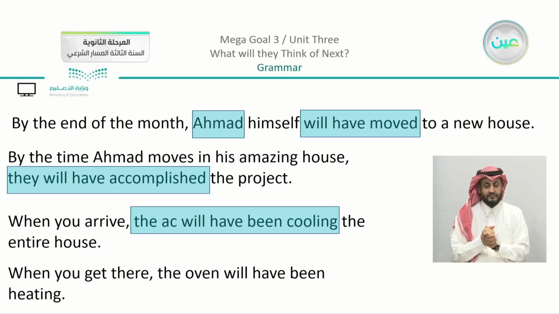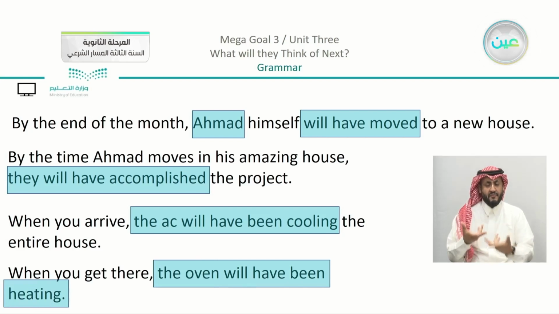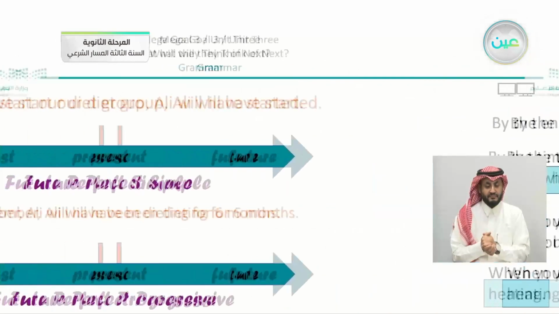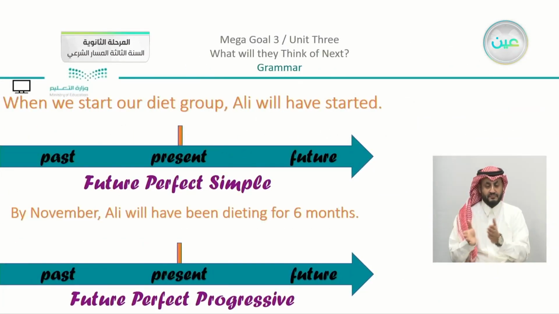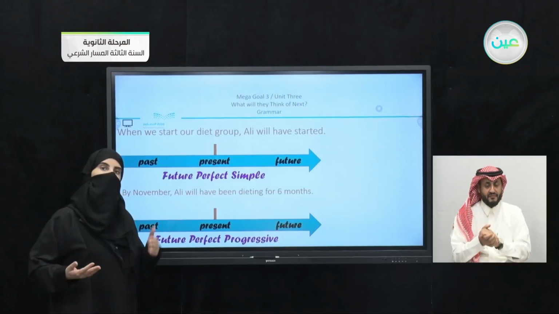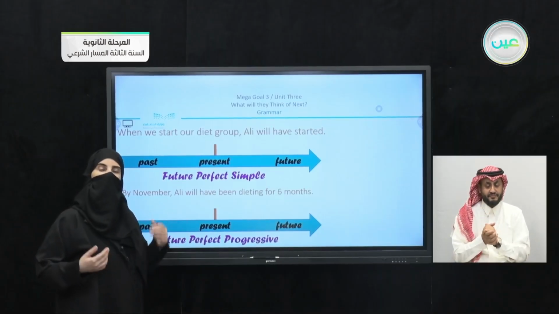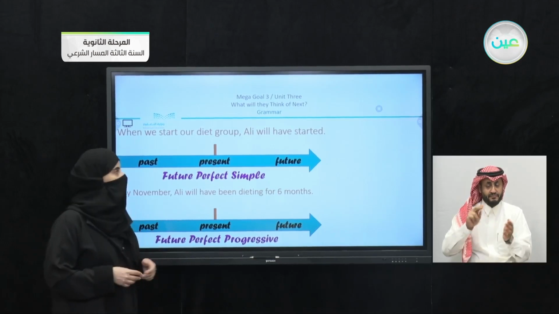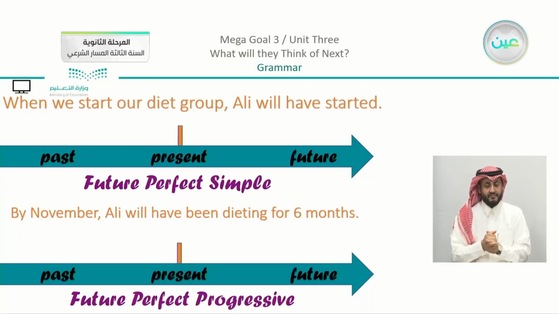The last one, when you get there, the oven will have been heating. This is just to make sure that we are on the same or the correct form. Now we're going to move on. So these are the two structures that we talked about. We mentioned that using the past participle, or we have here using been plus the verb ing. So we have here, when we start our diet group, these are just two different examples just to show you.